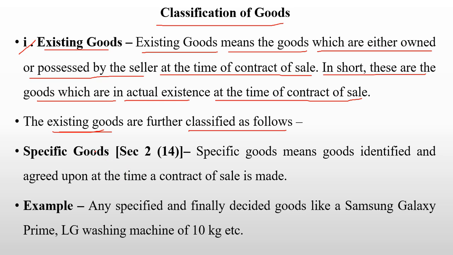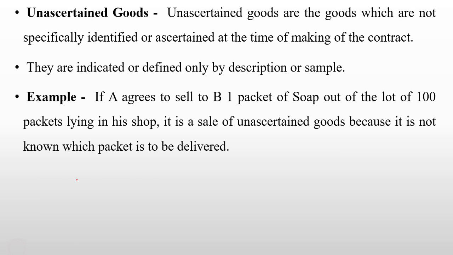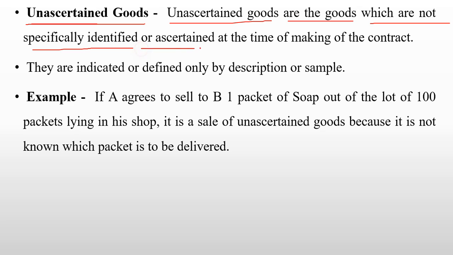So to understand the classification of existing goods, first we'll see uncertain goods, then we'll see certain goods, and then specific goods. First, uncertain goods. Uncertain goods are the goods which are not specifically identified or ascertained at the time of making the contract, and basically they are indicated or defined only by the description or sample.